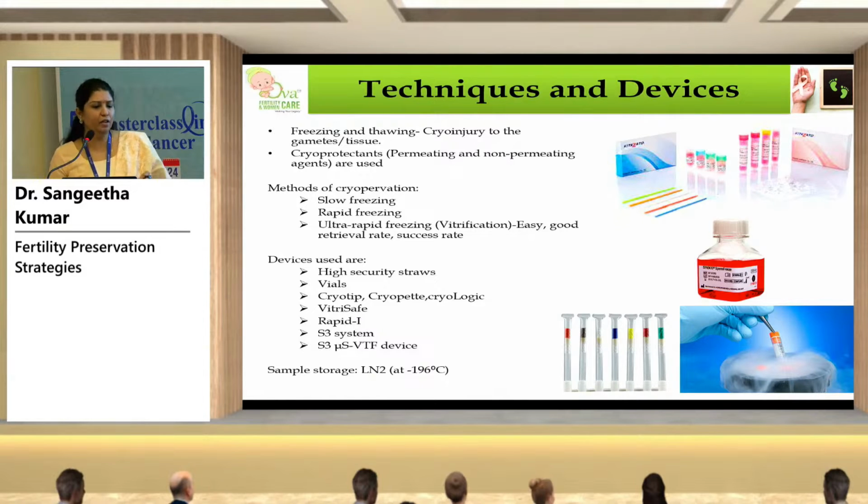The main method which we follow is vitrification in case of egg and embryo freezing, whereas rapid freezing we use for sperm. Slow freezing, we do not go ahead with. The only reason is that we need a sophisticated chamber for it, and it takes a very long time for the freezing to happen. The device we prefer in case of sperm is the straws or the cryovial, whereas in case of embryos, we use a cryolock or cryotip.